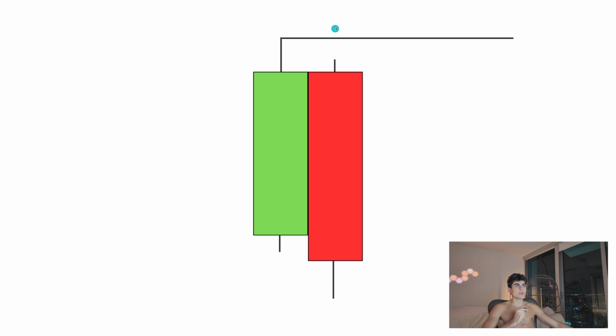If the red wick was up here, I would take the red wick. But since the green wick is higher than the red candlestick wick, it is going to be where we mark out our horizontal ray for our high.